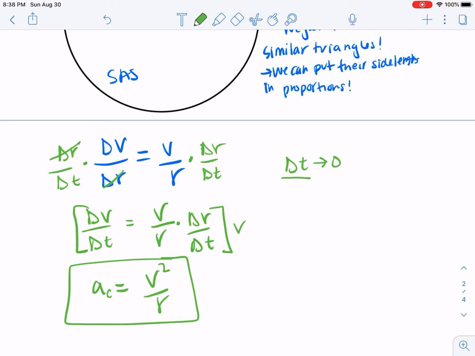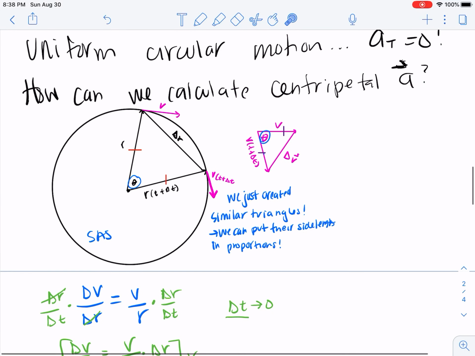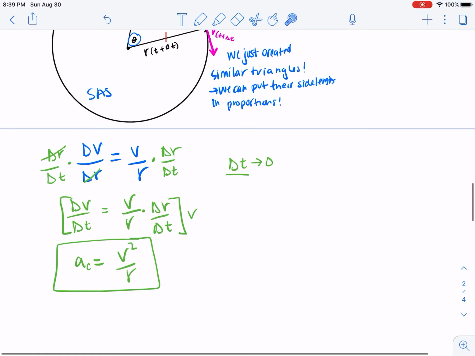And once again, this only worked for uniform circular motion because this whole setup came from these isosceles triangles, and we would only have isosceles triangles if the actual quantity of the velocity wasn't changing. Because that quantity wasn't changing, we could create these isosceles triangles, we could create this relationship, and now we have a new formula. So this is a formula that we'll be using often in class when we start problem solving with uniform circular motion.